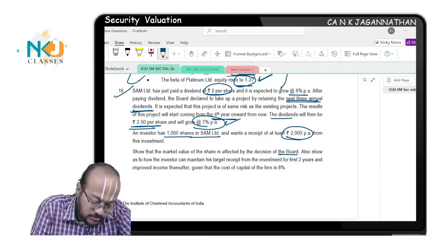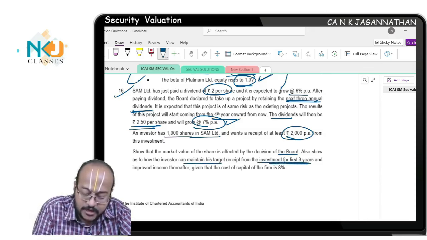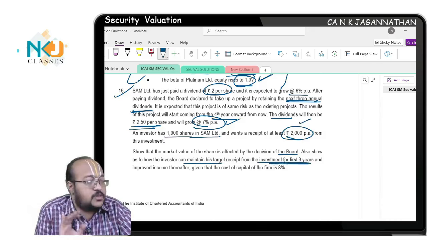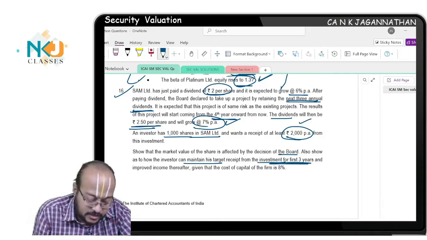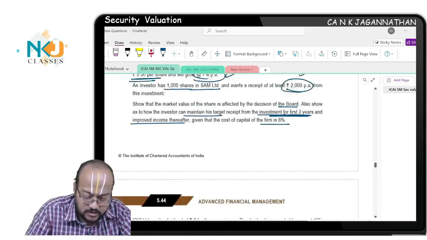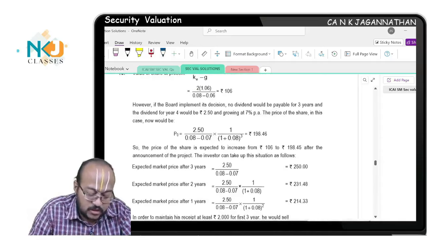So also show how the investor can maintain his target receipt from the investment for first 3 years. His target receipt is 2000 per annum. He wants to maintain it, so how many shares does he need to sell? That is what they are asking, and improved income thereafter, given that the cost of capital of the firm is 8% per annum. Okay, this is the question that is being asked. Go through the solution, very simple.